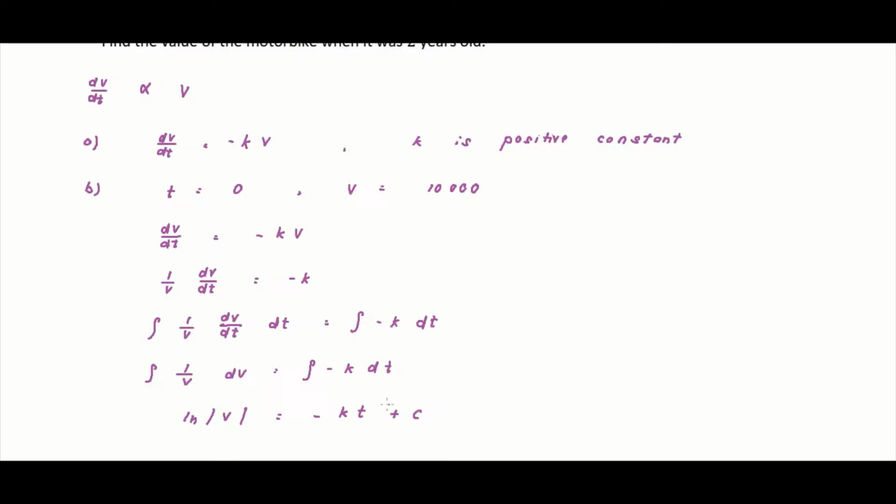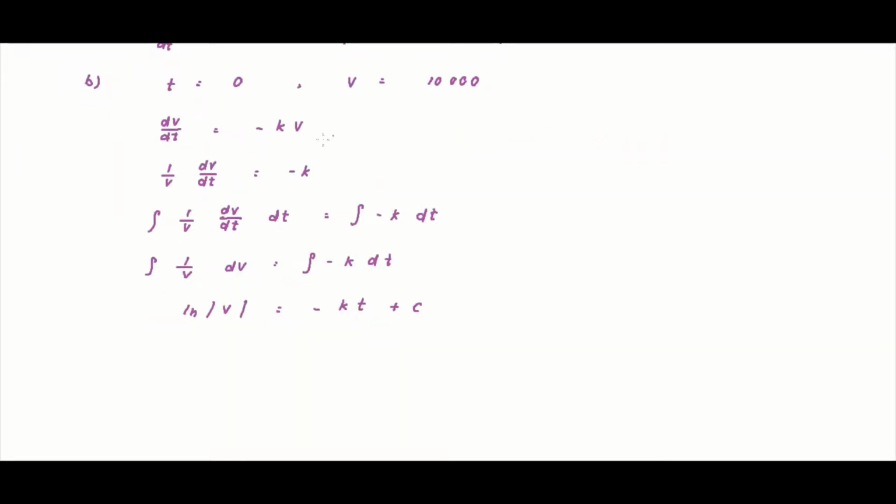Do not confuse the k and c here, meaning you have two variables that you need to solve basically. After you have found this, you can continue by substituting the information that you have. So t equals 0, v equals 10,000. Now let us do the substitution. ln 10,000 equals negative k multiplied by 0, then you get c. So your c is just ln 10,000.